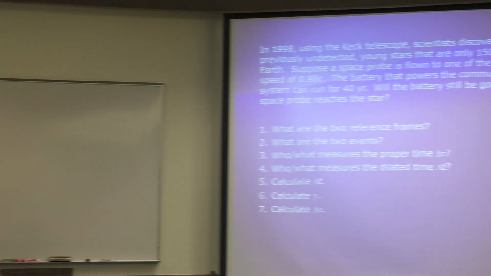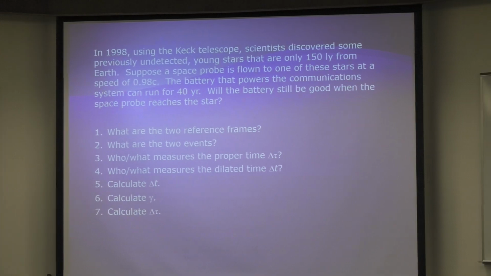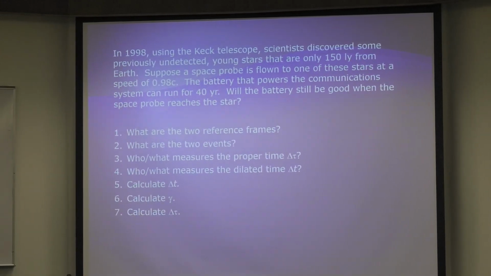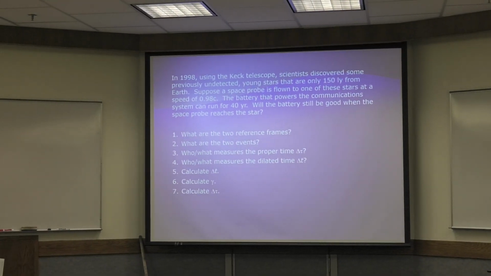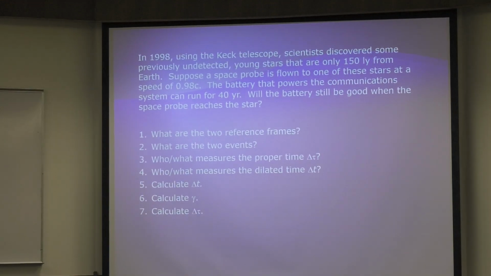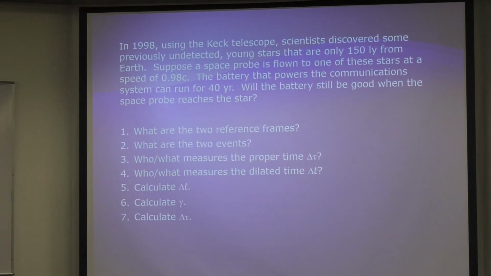So we're going to do some of these relativity problems, and there's a certain method. What I want you to learn is the method, how to approach these problems. Okay, so here we go. In 1998, using the Keck telescope, scientists discovered some previously undetected young stars that are 150 light years from Earth. Suppose a space probe is flown to one of these stars at a speed of 0.98 c. The battery that powers the communication system can run for 40 years. Will the battery still be good when the space probe reaches the star?